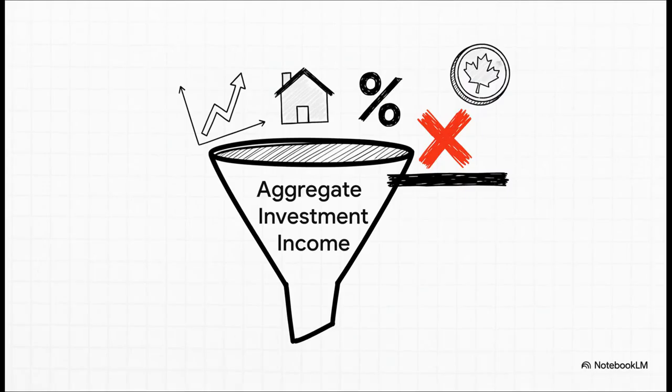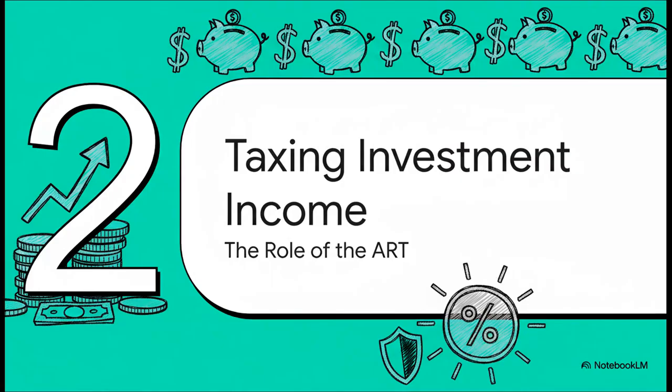So what exactly is this aggregate investment income, or AII? Well, it's a specific term in the Tax Act that captures most of the typical passive income a corporation might earn. Think things like capital gains, interest income, rent, royalties, that sort of thing. But look closely at what's excluded. It specifically does not include dividends from other Canadian corporations. That's because those are handled by a completely separate but related set of rules that we're going to get to in just a moment.